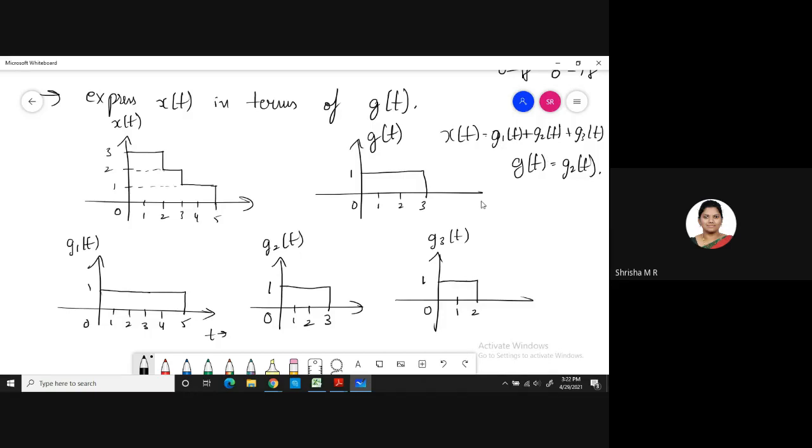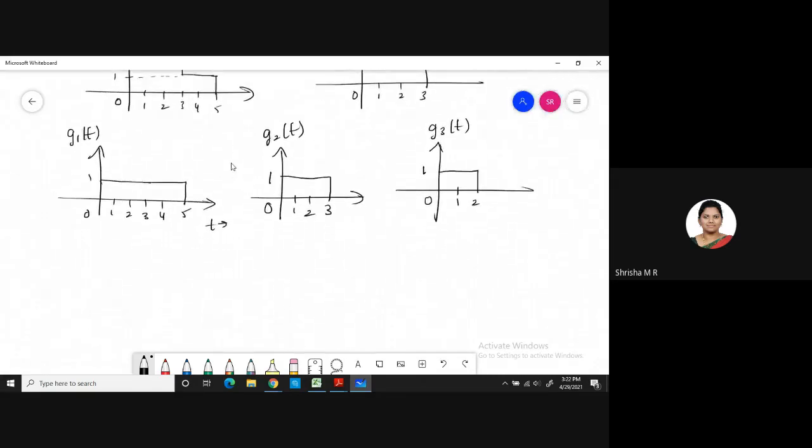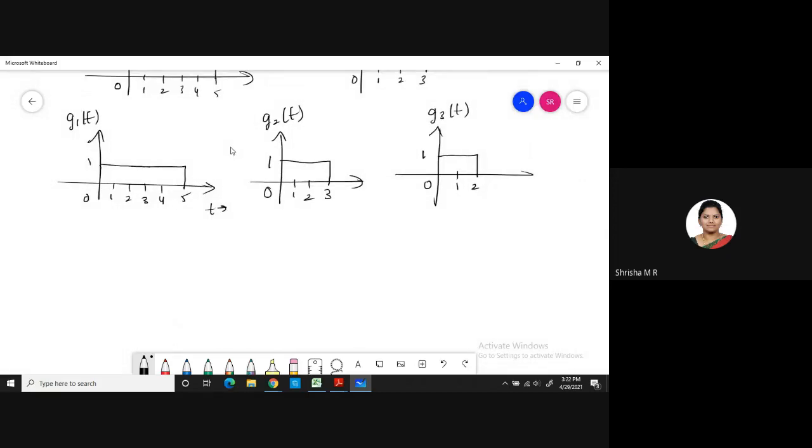So g1 of t I have to write in terms of g of t. So what do we do? How do we express g1 of t in terms of g of t? So what shall we do? In the time axis, ma'am. So how do we scale it? Ma'am, n plus 2. Just think about it. How can we scale it?